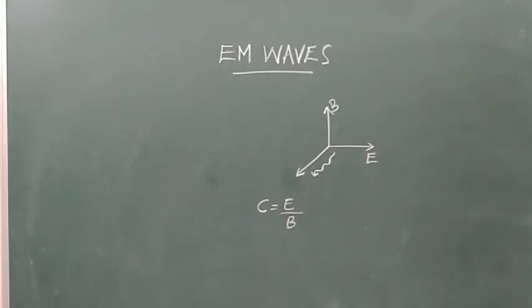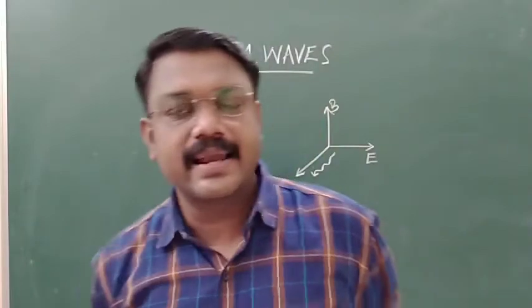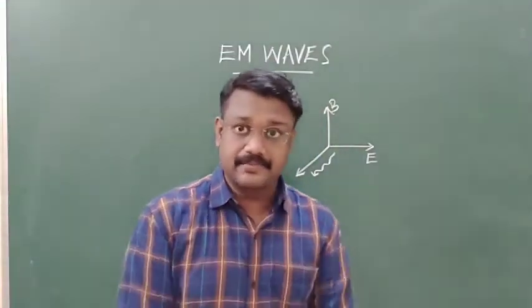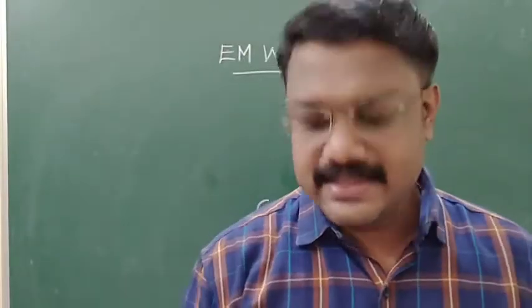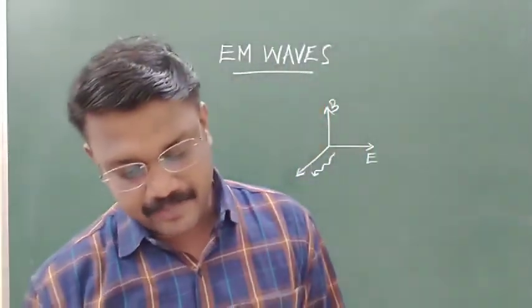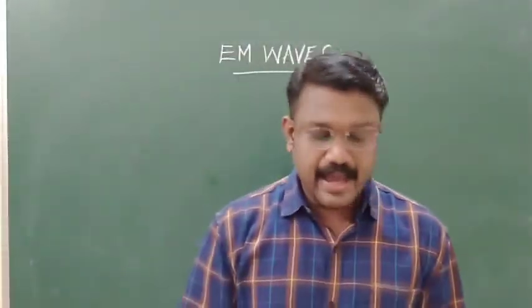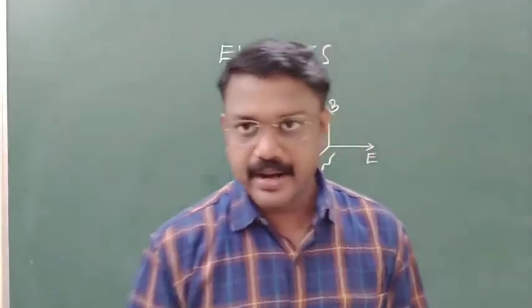Then, the energy of an electromagnetic wave is divided on the average equally between the electric field and the magnetic field. I already told you the electric field and magnetic field possess energy, and that energy is liberated. So energy is equally divided between the electric field and the magnetic field.